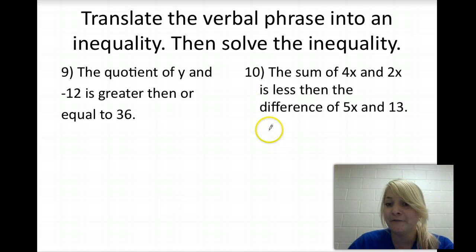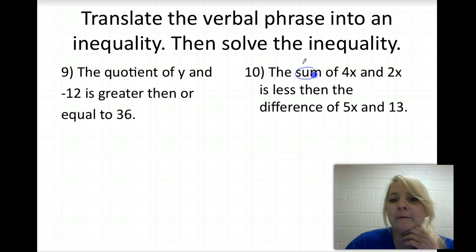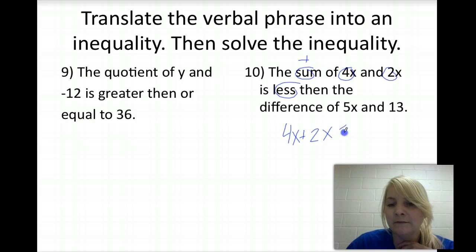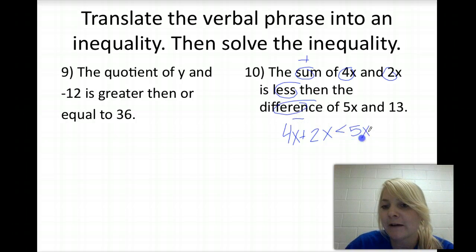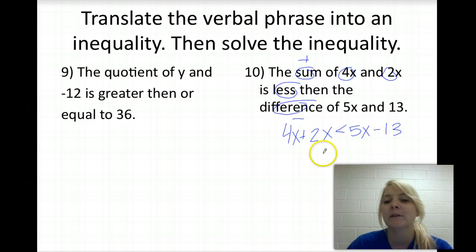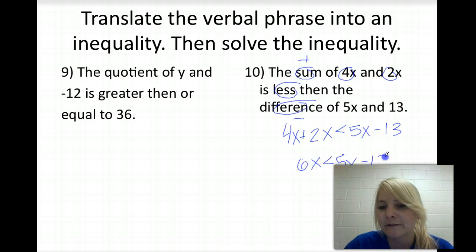All right, I apologize. I had a few technical difficulties. So once again, the sum of 4x and 2x is less than the difference of 5x and 13. So 5x minus 13. All right, so to solve this, first combine our like terms on the left side. So we'll get 6x is less than 5x minus 13.